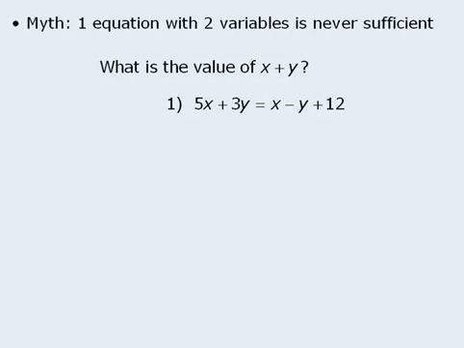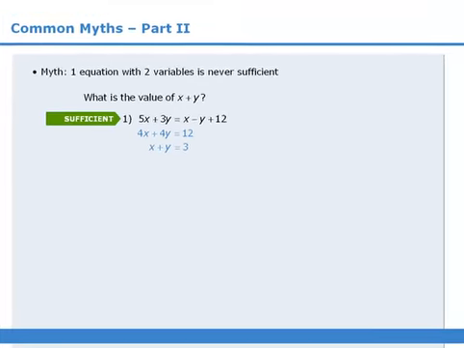So if we take our equation and subtract x from both sides and add y to both sides, we get 4x plus 4y equals 12. Now, if we divide both sides by 4, we get x plus y equals 3. So the sum of x and y is 3, so it must be the case that statement 1 is sufficient.